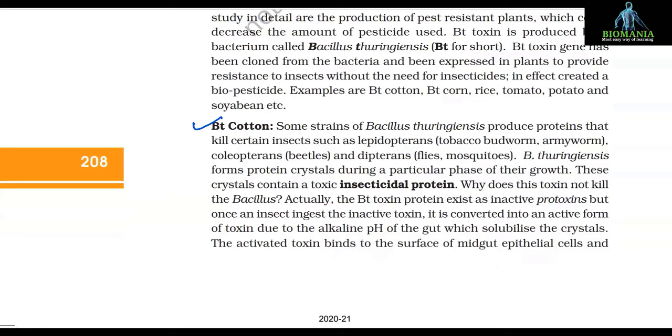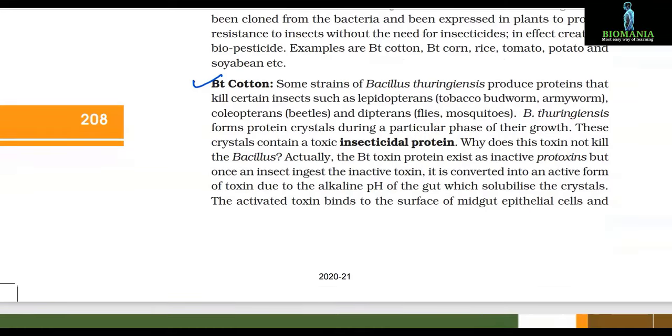Bt cotton. Some strains of Bacillus thuringiensis produce proteins that kill certain insects such as lepidopterans, tobacco budworm, armyworm, coleopterans, beetles and dipterans, flies and mosquitoes. Bacillus thuringiensis forms protein crystals during a particular phase of their growth. These crystals contain a toxic insecticidal protein. Why does this toxin not kill the Bacillus?